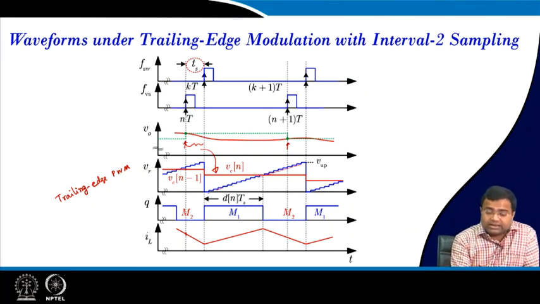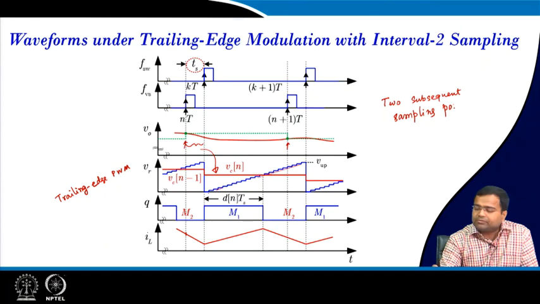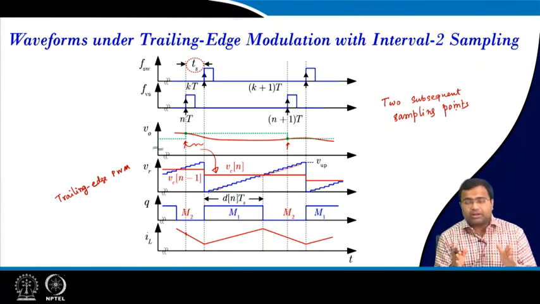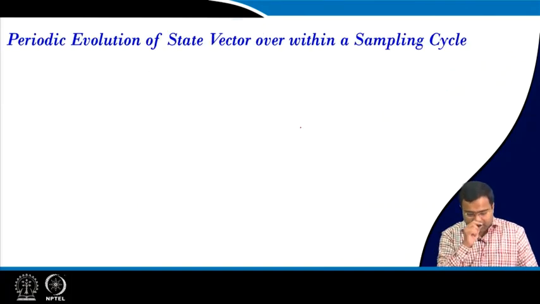We want to derive the discrete time model between two subsequent sampling points. Earlier we derived it between two switching points, where there is no delay, but if there is a delay in the sampling, we take the sampling clock as the reference clock to derive the discrete time model. So, that is used for nT and (n+1)T. Now, how do we start?